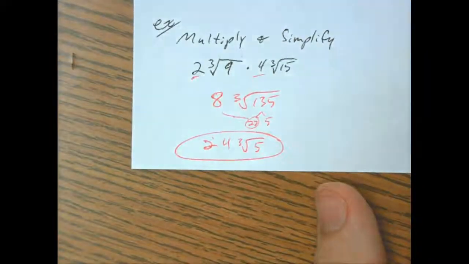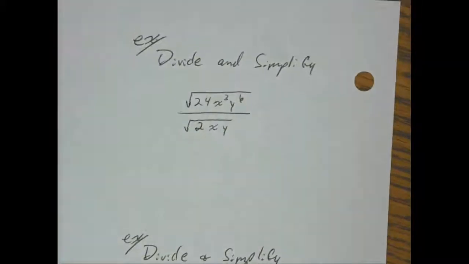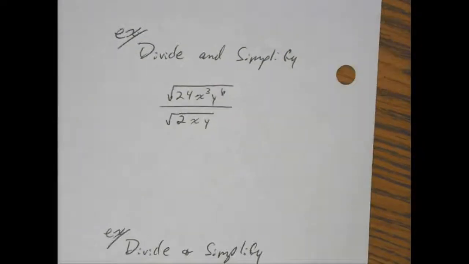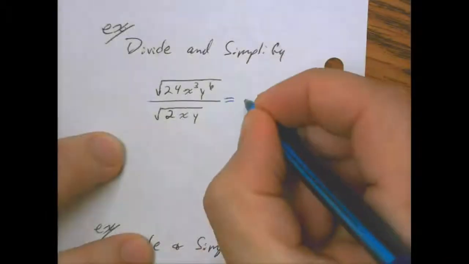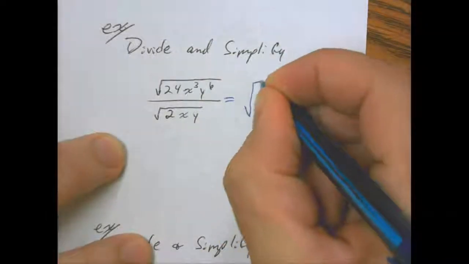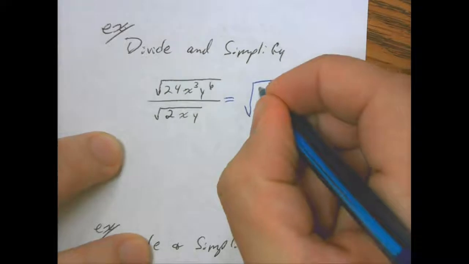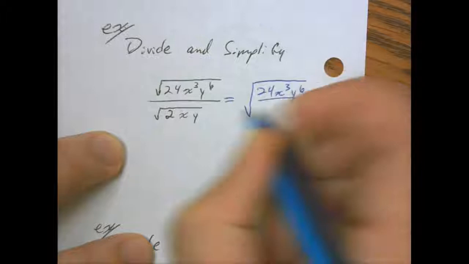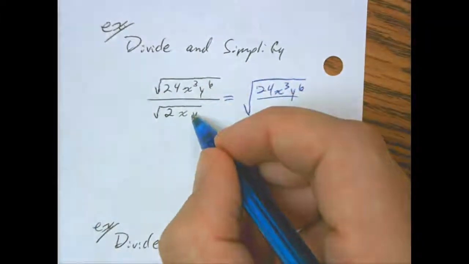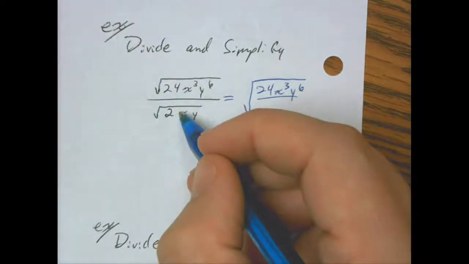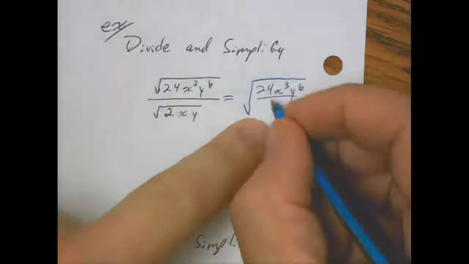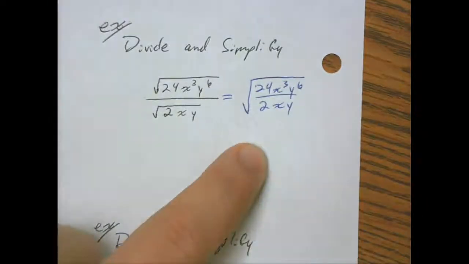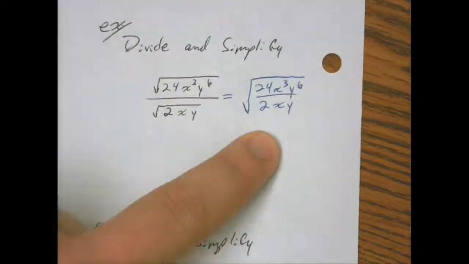All right, next and last thing we're going to look at is dividing these things. So with division, I want you to know and remember from Algebra 1, it's okay if you don't, but we will. 24x to the third, y to the sixth. If I have the same root divided by the same root, so here I have square root of something divided by square root of something, it's the same thing as that thing divided by each other inside the same square root. So knowing that, it makes it a lot easier to simplify these things.